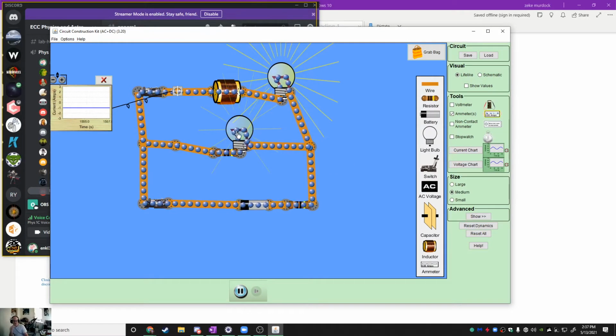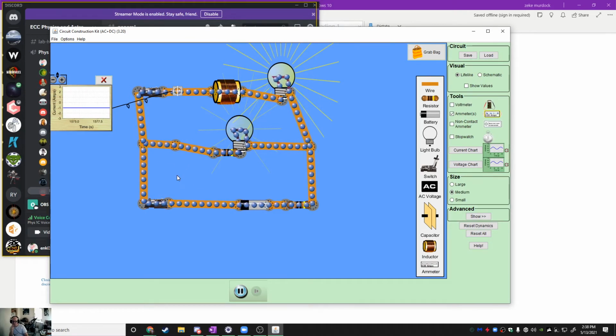So look, we're looking at the circuit right here, and the question is, what's going to happen to the bottom light bulb when I open the switch? So go ahead. I mean, okay, so it's still connected to the top circuit, which has the inductor. So when it opens, the inductor is going to try to keep the current going.